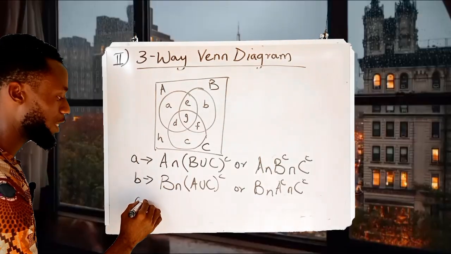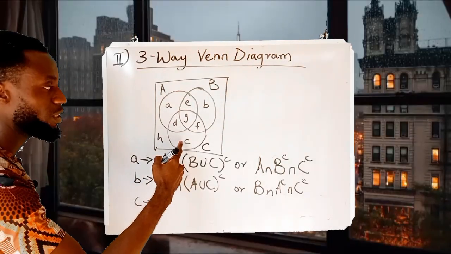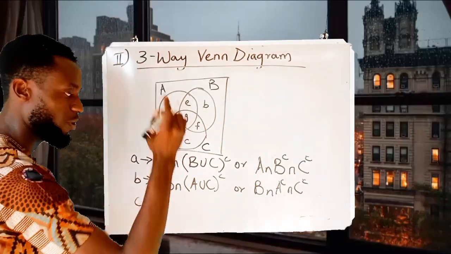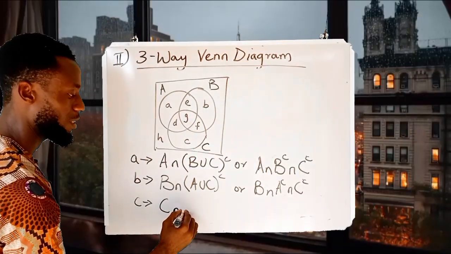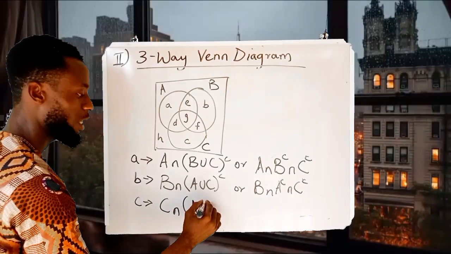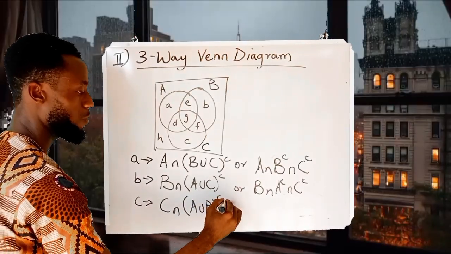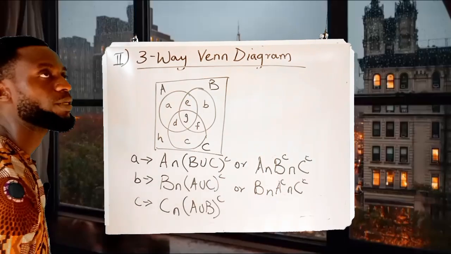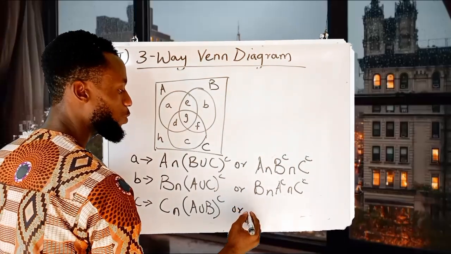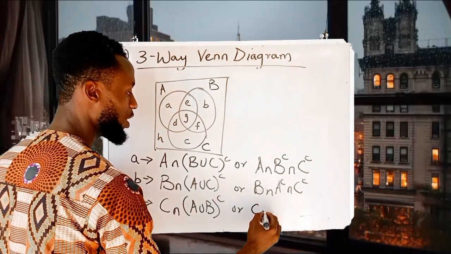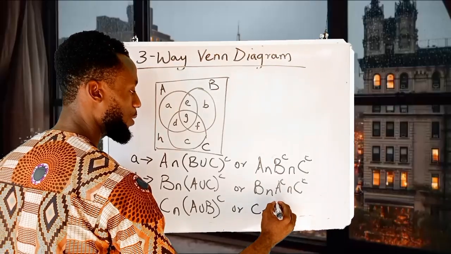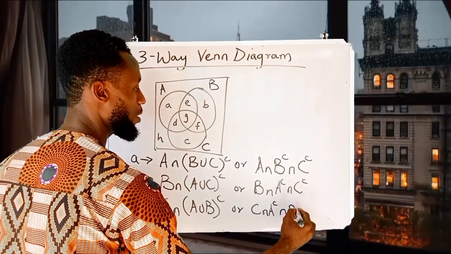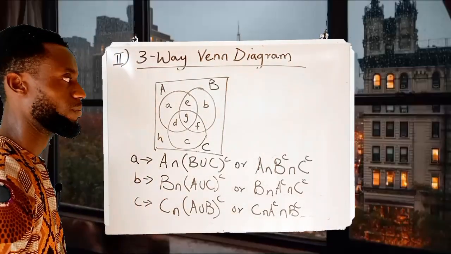C only, you can already guess. What do we call it? We'll call it C intersecting both A and B complement. So this is C intersecting A union B complement. That means A and B combined, they are complement. Or if I want to go one by one, it means C intersecting A complement and also intersecting B complement.